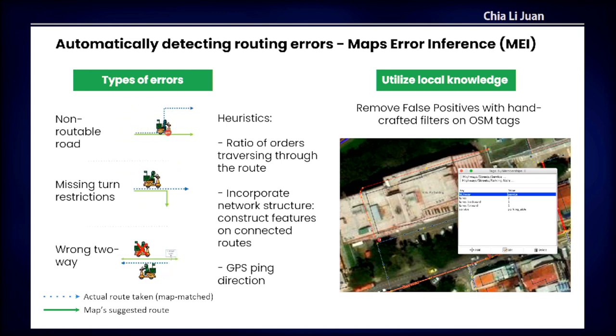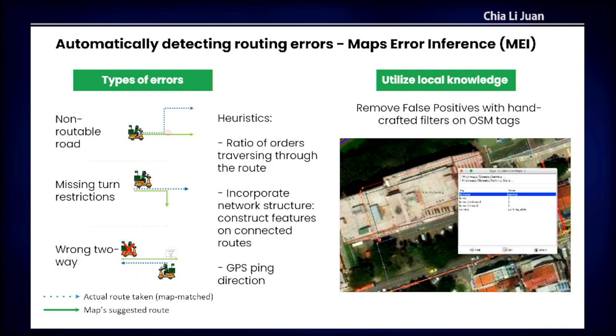We have this project, we call it the maps error inference. What we do is that we are trying to detect the types of errors on the left you see here: non-routable, missing turn restrictions, as well as wrong two-ways. You can look at the animation: the blue dotted lines are the ones actually taken by our drivers. We get them by map matching the driver pings, snapping them to the route.